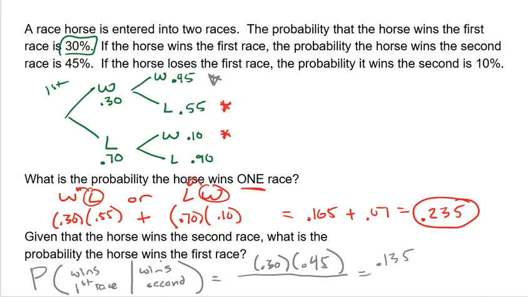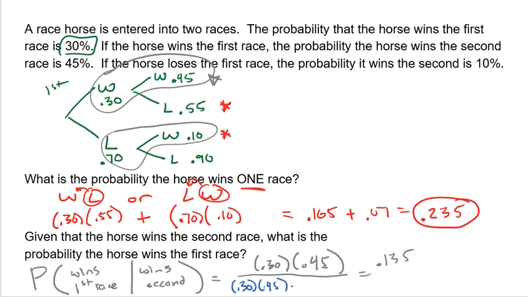All right, my denominator is you win the second. Okay. There's two ways you could win the second. You can win the first and win the second, or lose the first and win the second. Because all the condition is winning the second. So there are two distinctly different ways that you can win that second race. So I do have to account for both of them because the denominator only cares about the condition winning the second. So I could win 0.3 times 0.45, or I could lose 0.7 times 0.1. Either way, I'm winning the second race.